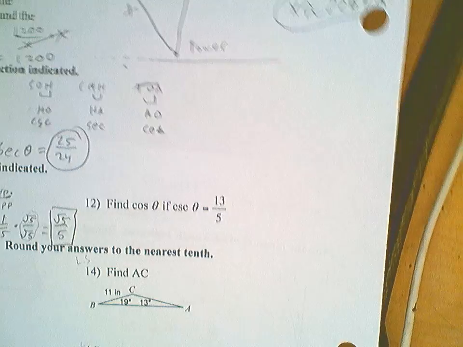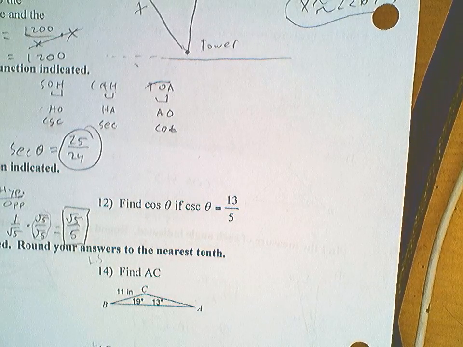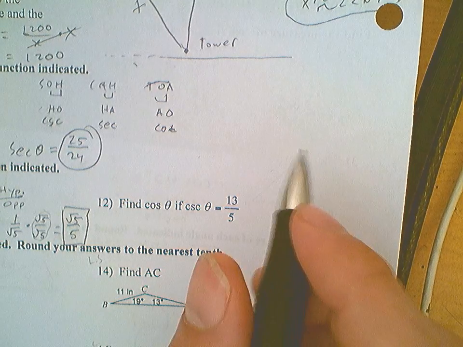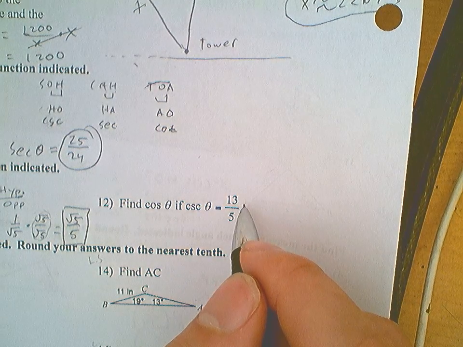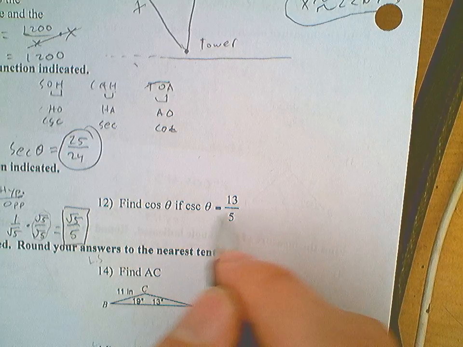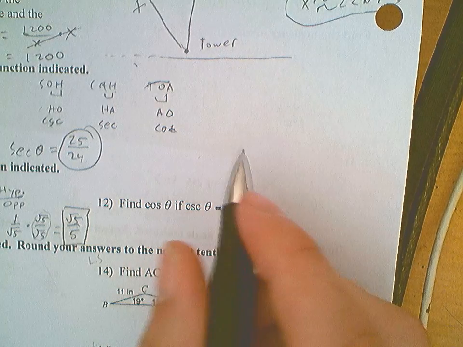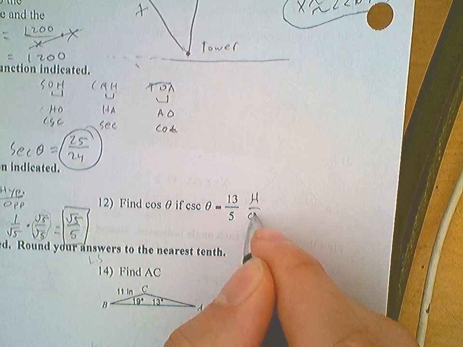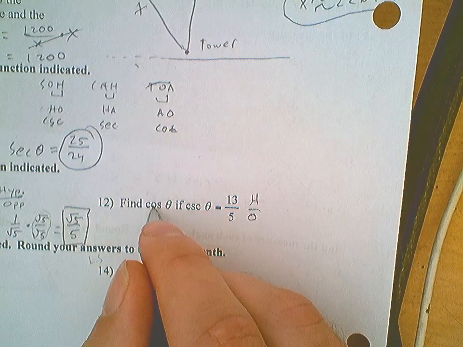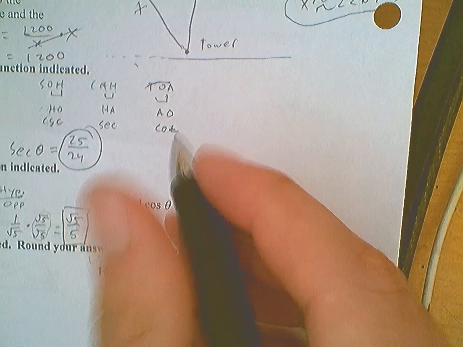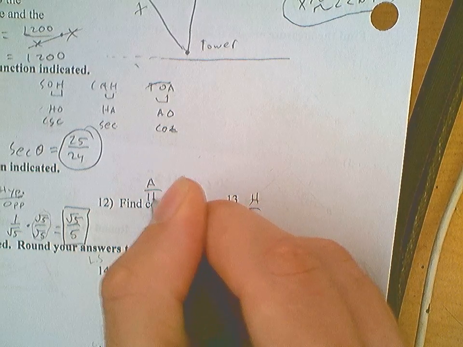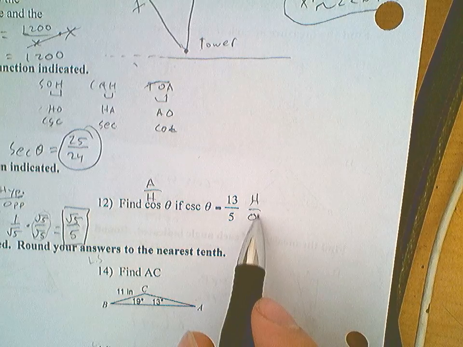All right, let's do number 12. Number 12 says find the cosine of theta if cosecant of theta is 13 over 5. So the definition of cosecant, remember, is hypotenuse over opposite. And we want to know cosine, but the definition of cosine, remember, is adjacent over hypotenuse.